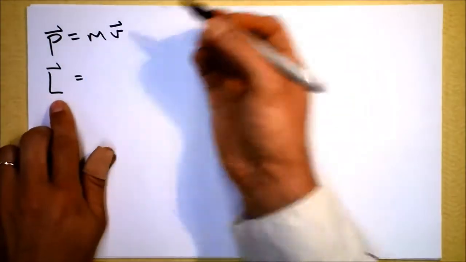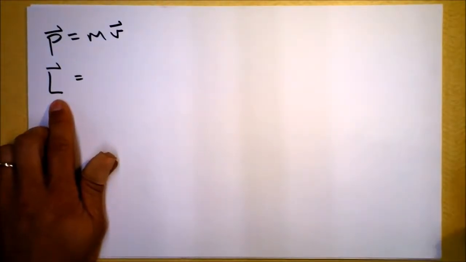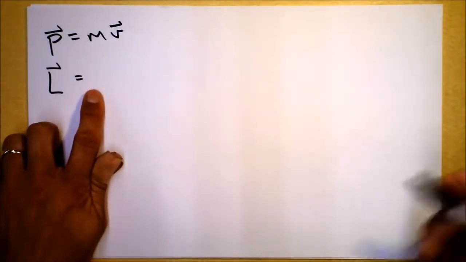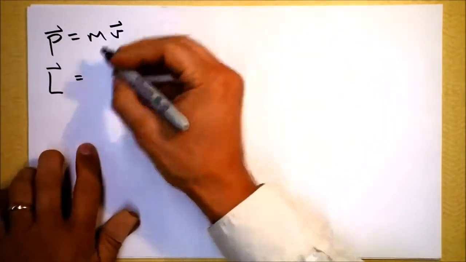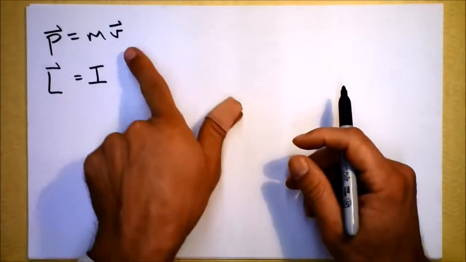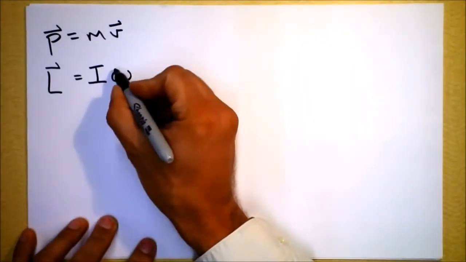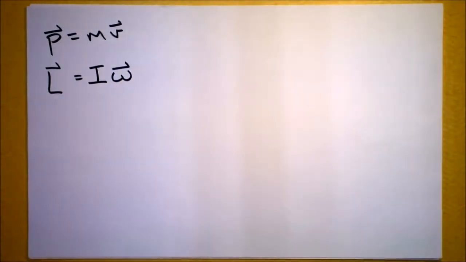Okay, I'm going to try to figure out what angular momentum could be, and I guess it's going to depend on the angular analog to mass, which is, well, let's see, this is linear mass. I guess rotational mass is that thing called moment of inertia, and the angular analog to velocity is omega. Angular velocity. Okay, so we've defined angular momentum, and that's what it is.